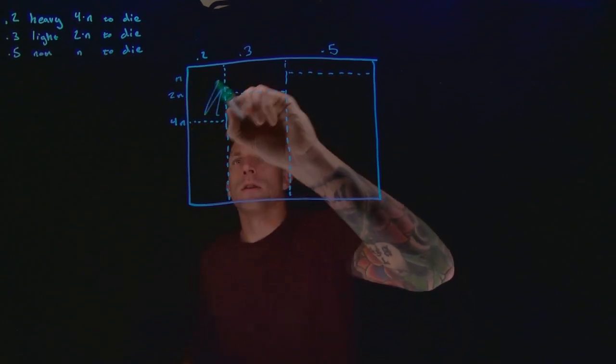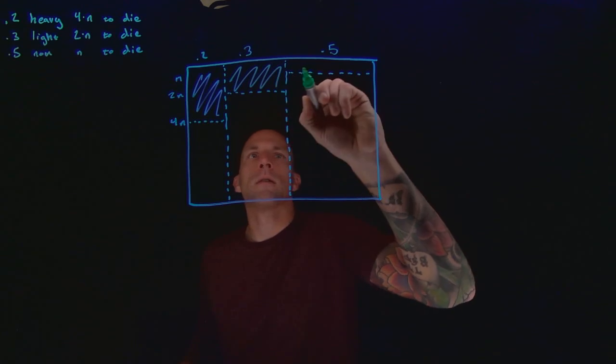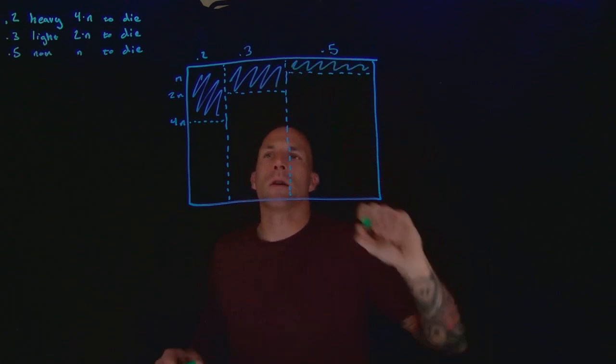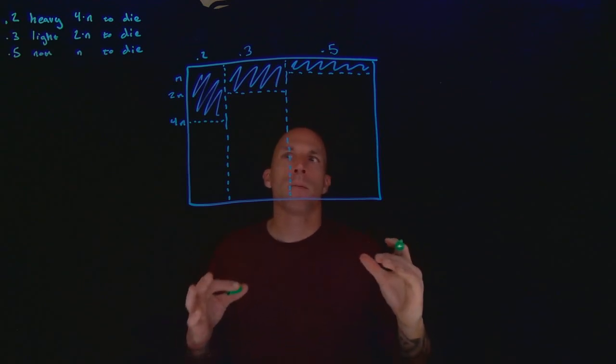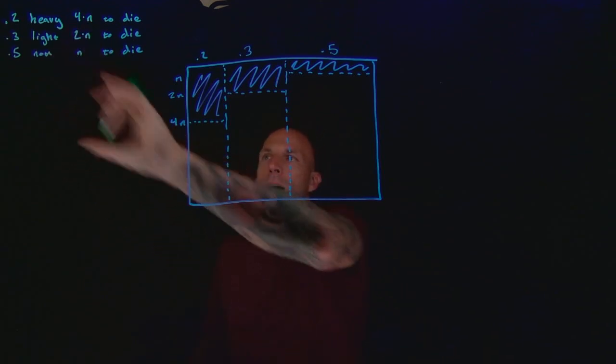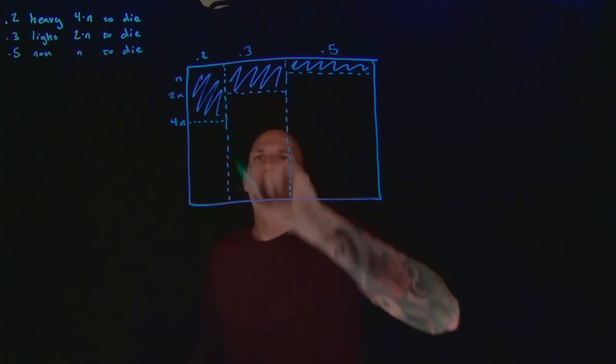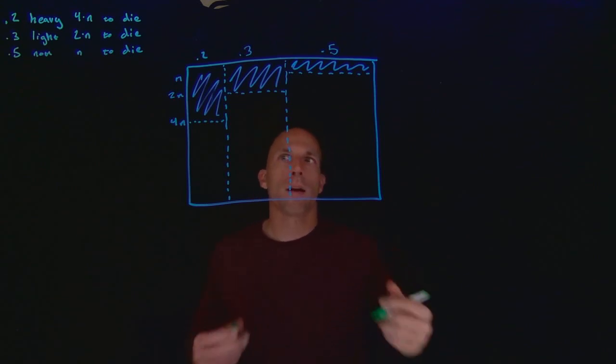So what we're doing here is we're finding the total area inside here. This is the probability of having died during the study. That's going to be our denominator. And we're asked to find heavy smokers, so the area of this box here is going to be our numerator.